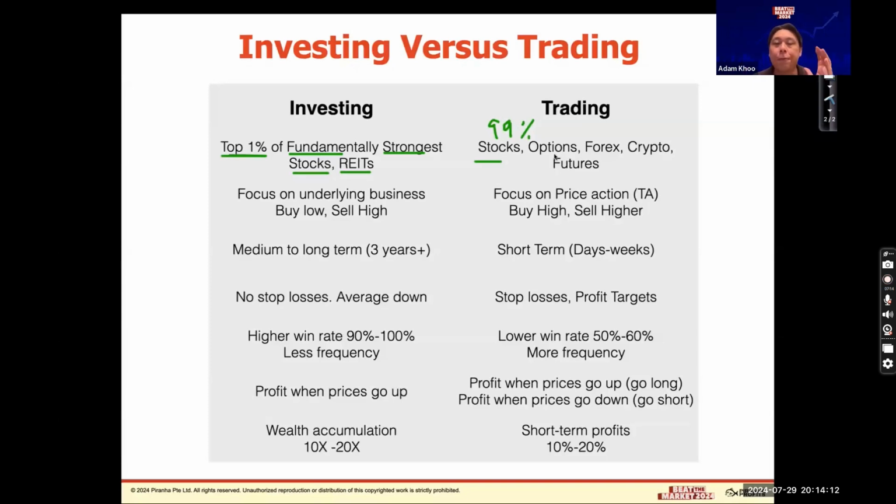We can also trade other assets like options. We can trade currencies. You could trade crypto if you want. Okay, you could trade futures. You could trade anything under the sun. Okay.